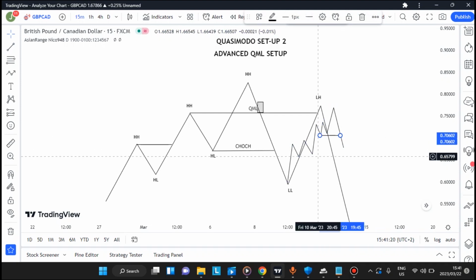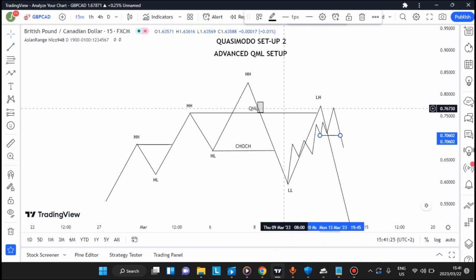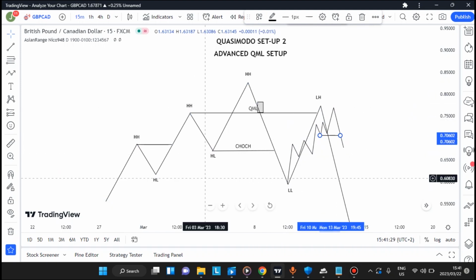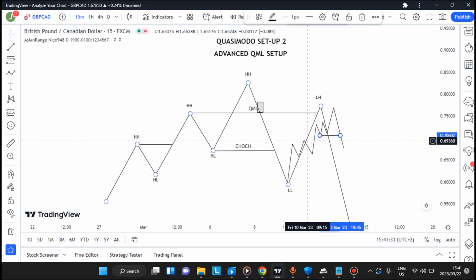And then when we have a minor change of character, you can also dive into the smaller time frame and look for a QML, a Quasimodo level. So it's going to be a Quasimodo level within a Quasimodo level. That's how you get a lot of confirmations before you take a trade.